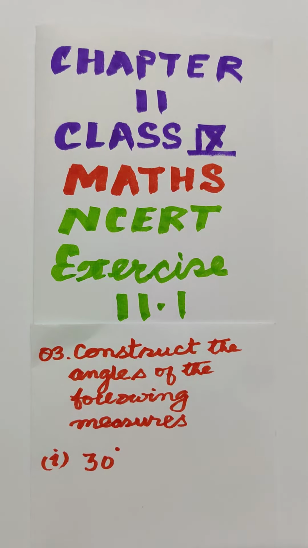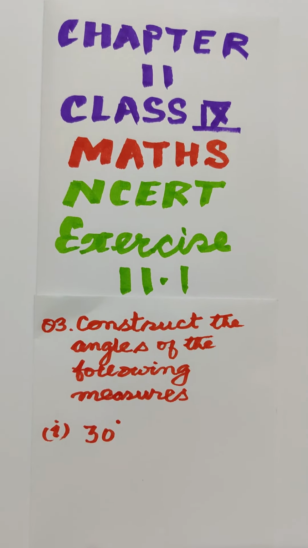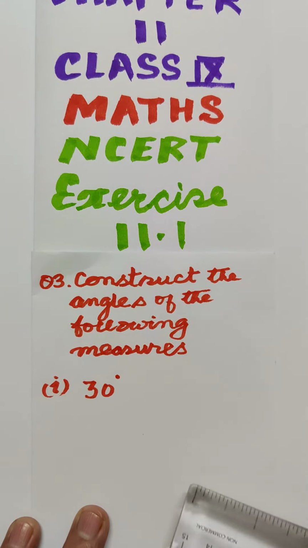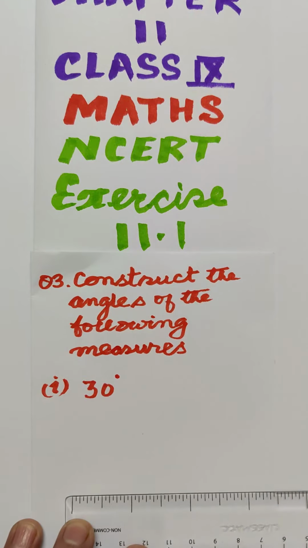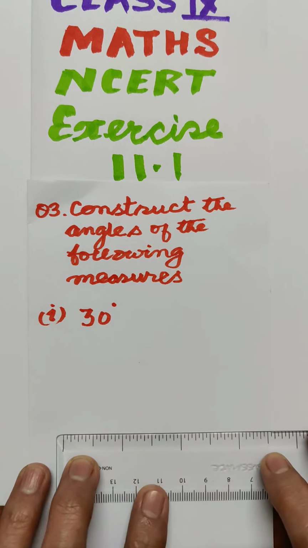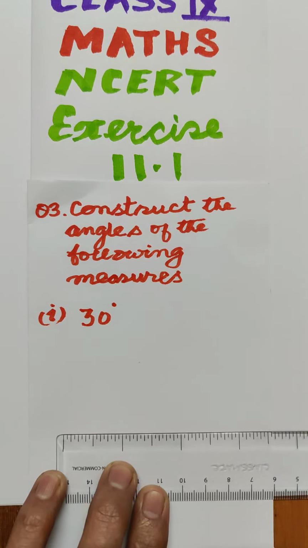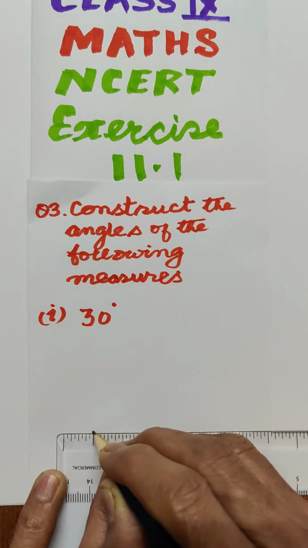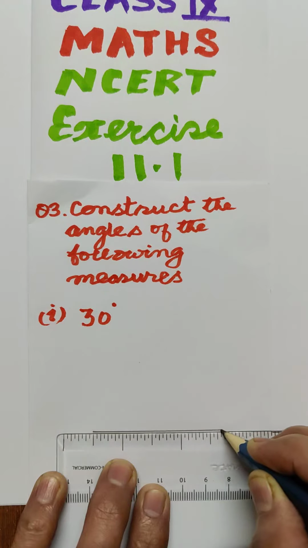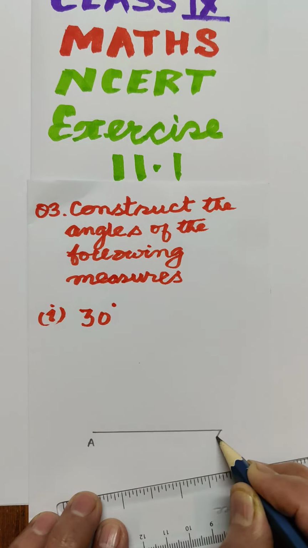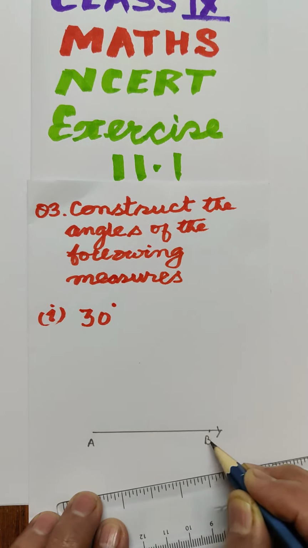So, for drawing an angle of 30 degree, the question is: construct the angle of the following measure. Number 1 is 30 degree. For drawing an angle of 30 degree, we shall draw a ray with initial point A. Say this is point B.